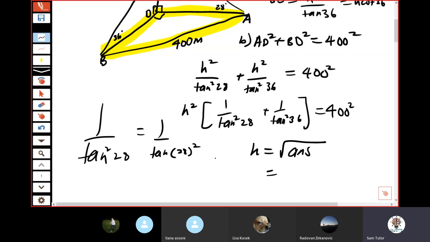Plus, and then 1 on tan 36 squared, press equals. This became about, I think, 5.43. Then I'm just going to put 400 squared divided by answer, and then I'm going to root it. Hopefully, you guys get something like that as well. I'll wait for you now. Please confirm if you did get that answer.